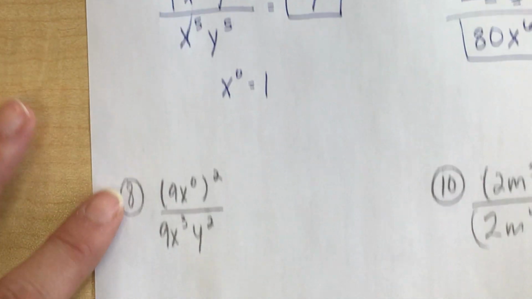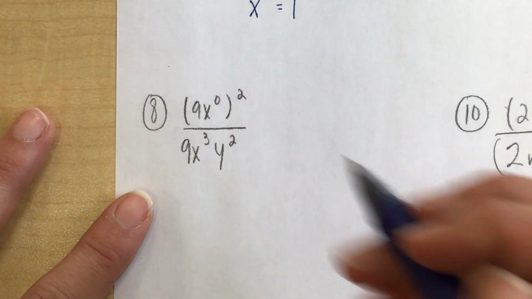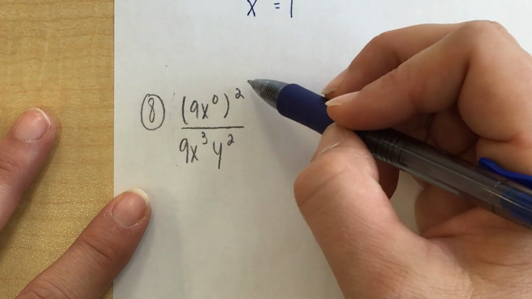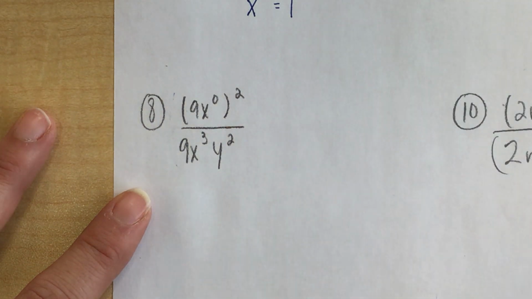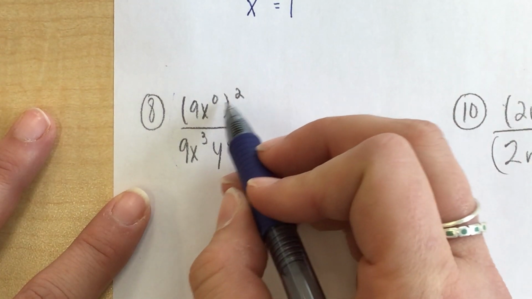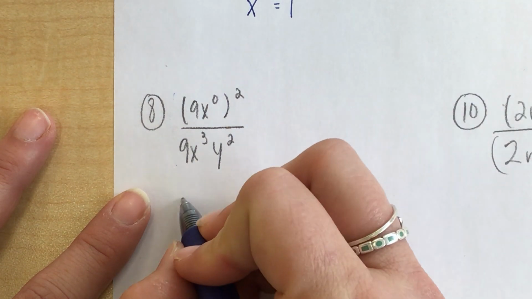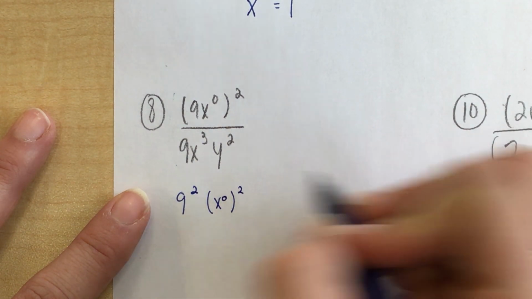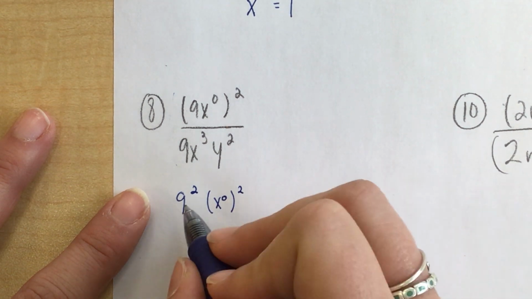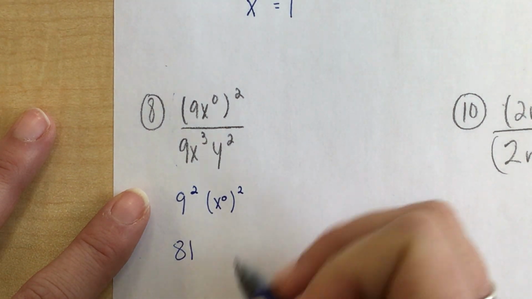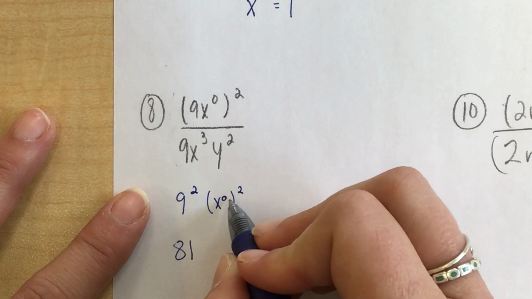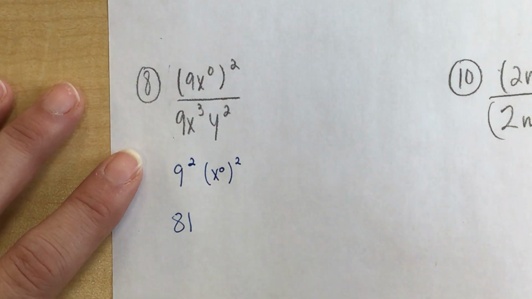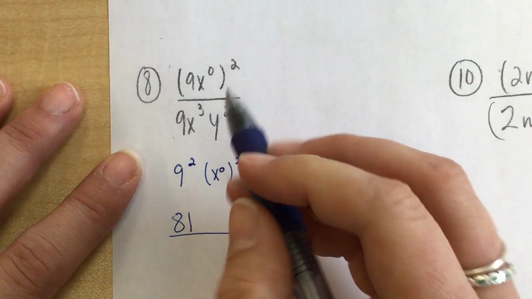All right, number 8. Okay, so again, we're raising just the top. Now, if the parentheses were over the entire thing, then everything's raised to the second power. But in this case, it's just the top. So I have 9 squared, and then I have x to the 0 raised to the second. So 9 squared is 81. Power to a power, we multiply, but that just becomes 0. So I don't have x anymore, so I'm just left with 81 on the top.